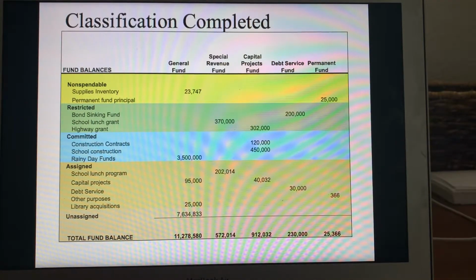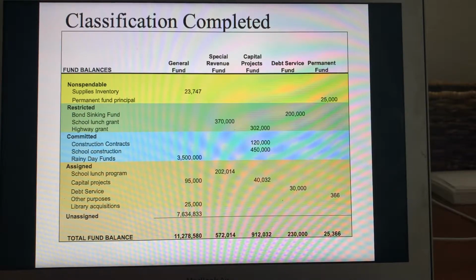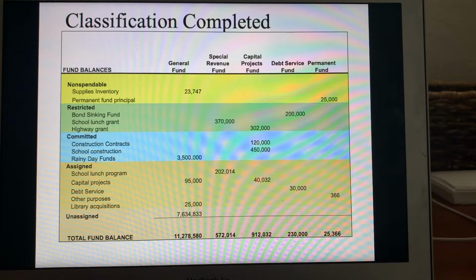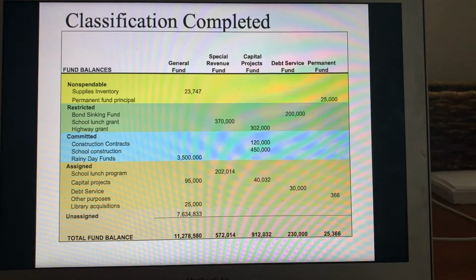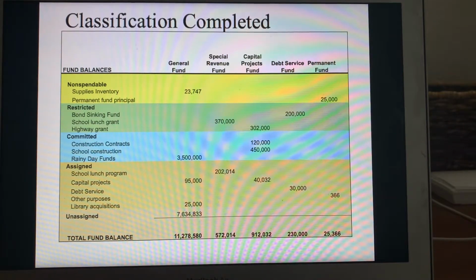So classification completed. As you can see right there, inventory, supplies. That was what we just went through. If we were to break out all those little individual adjustments that we did, or those classifications, the total fund balance is $11,278,580. Special revenue fund is $572,000. Capital projects $912,000. Debt service fund, excuse me, $230,000, and then the permanent fund $25,000 and change.